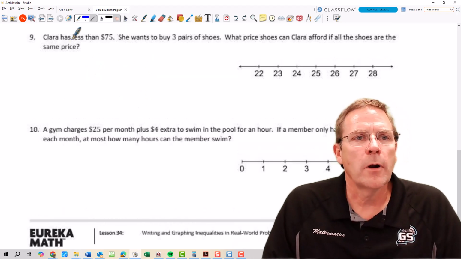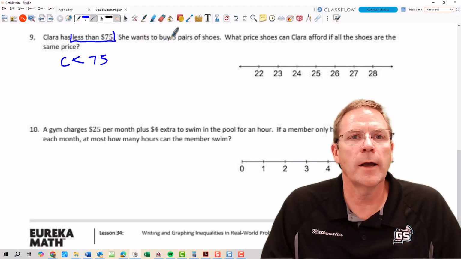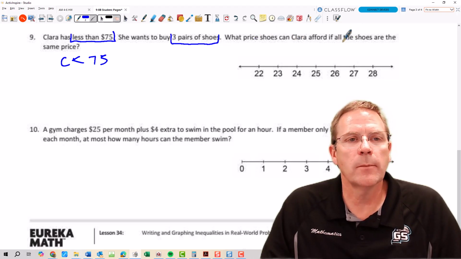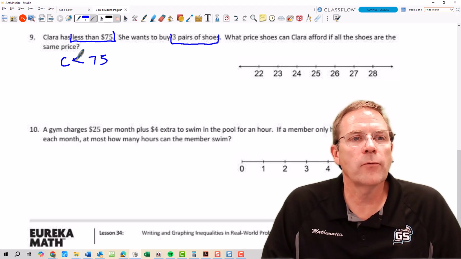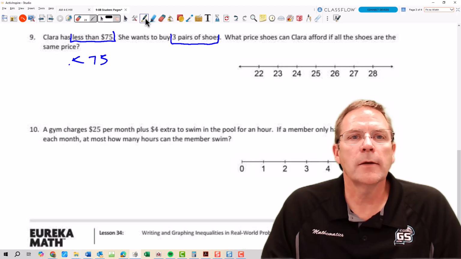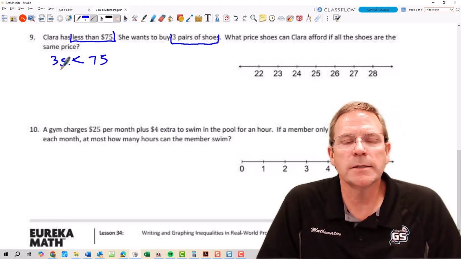For our next problem, Clara has less than $75. So we know that C is going to be a value less than 75. She wants to buy 3 pairs of shoes. What price can Clara afford if all the shoes are the same price? So we know that 3 times, I'm going to change that C to an S, 3 times the number of shoes that she buys has to end up being less than 75.